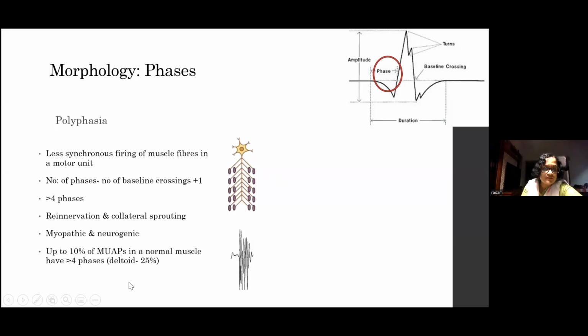Now, polyphasia on its own, don't overinterpret it, because a lot of muscles can have polyphasia. So deltoid is the most famous or most infamous muscle. About 25% of the fibers in deltoid are polyphasic. So that doesn't mean it's abnormal unless it's accompanied by fibrillations, positive sharp waves, and other features of motor unit action potential abnormality. But otherwise, in general, if you take a normal muscle, any other muscle in the limb, up to 10% will have polyphasia.